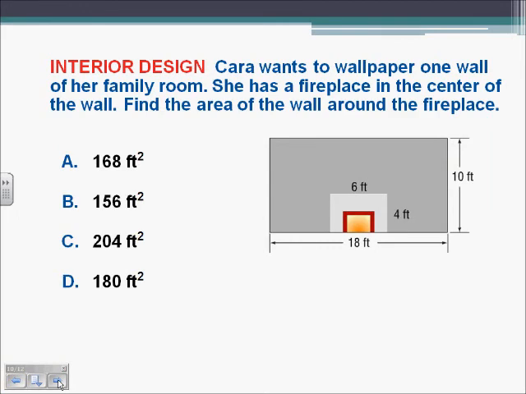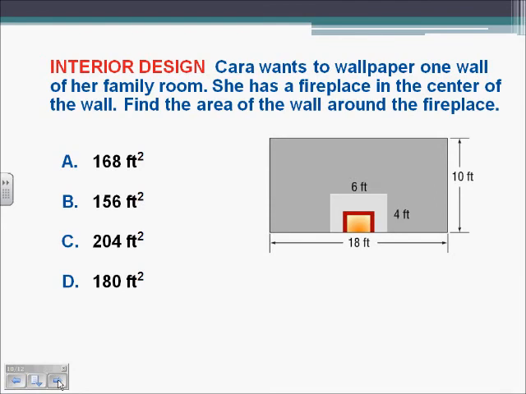Here, Kara wants to wallpaper one wall of her family room. She has a fireplace in the center of the wall. We need to find the area of the wall around the fireplace. So again, that is going to be the big rectangle minus the little rectangle.